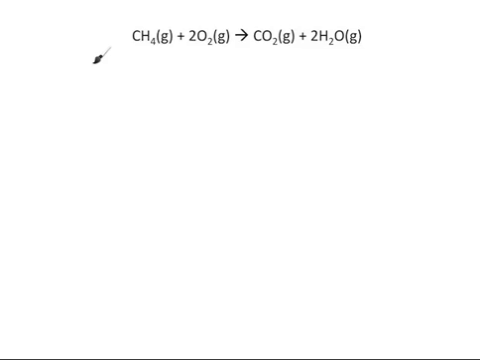Question number 1. Methane gas reacts with oxygen gas to produce carbon dioxide and water vapor. So this is a typical example of a combustion reaction. From experience, we know that combustion reactions produce a lot of heat and are spontaneous. If you look at this equation, you can see the number of moles of gas: 1, 2, so 3 moles of gas for the reactants, 3 moles of gas for the products.